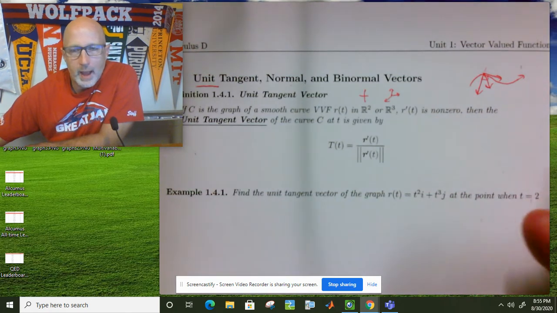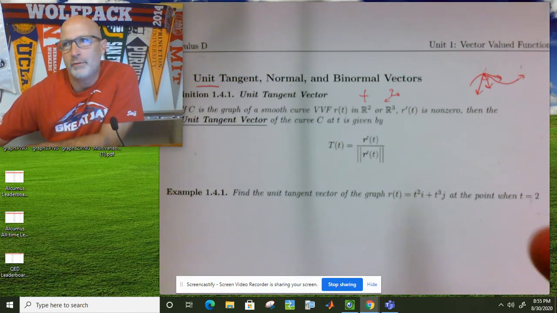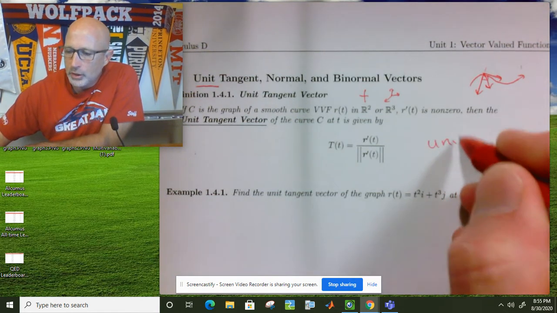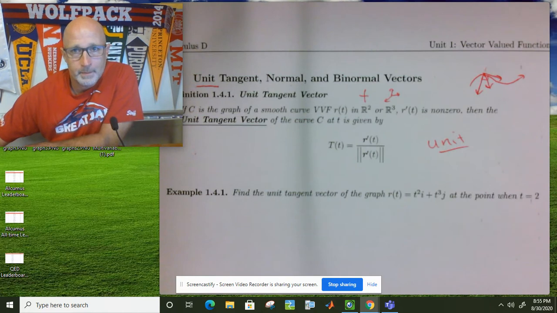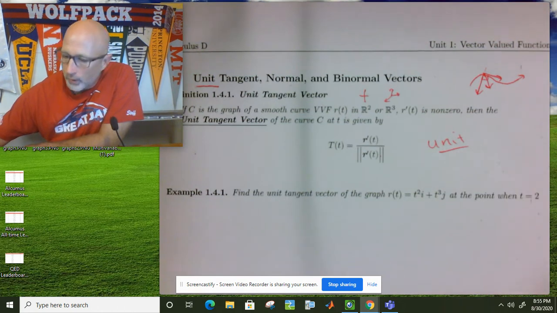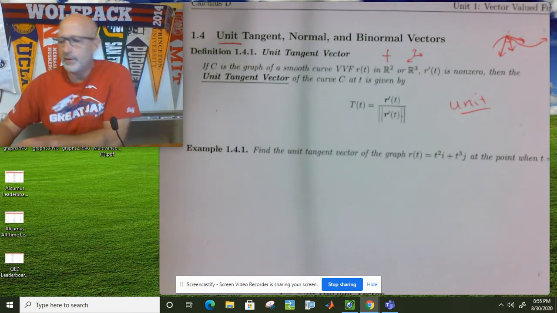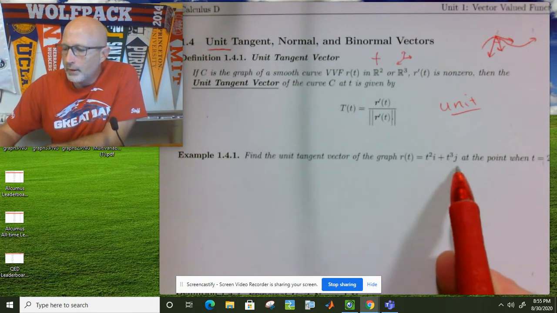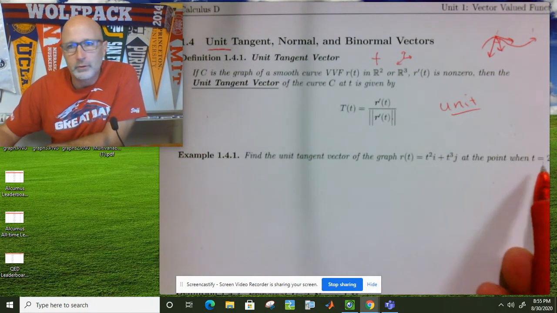Think about what happens if you do that. If you took something that was of length 12 and you divided by 12, it would now be length 1, which would give it the unit aspect of it. So if you take a vector and divide it by its length, it will turn it into a magnitude of 1. So, for example, find the unit tangent vector of the graph r of t, which is equal to this, at the point when t is equal to 2.